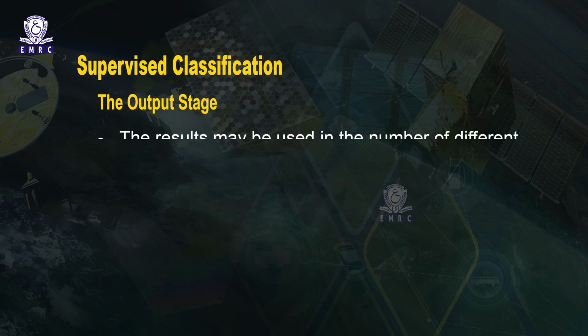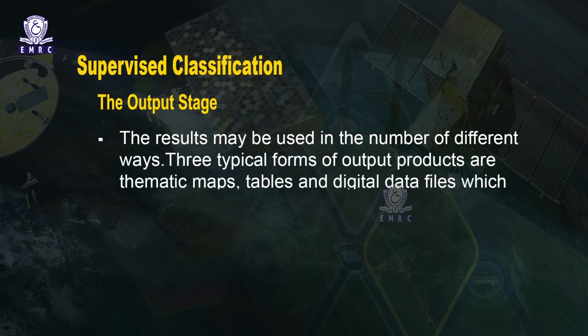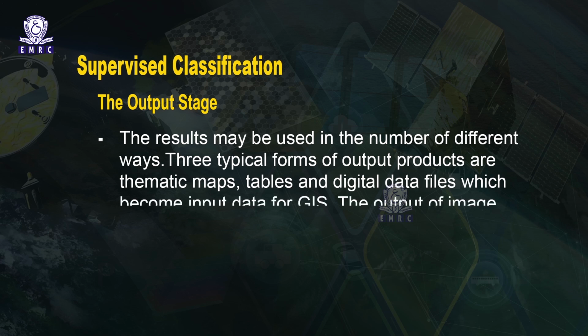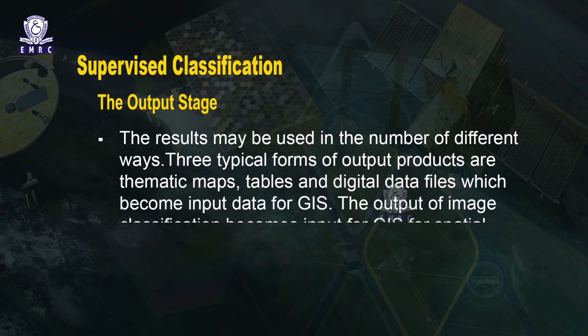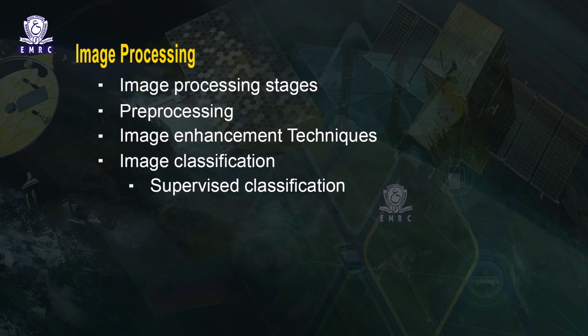The output stage. The results may be used in a number of different ways. Three typical forms of output products are thematic maps, tables, and digital data files, which become input for GIS. The output of image classification becomes input for GIS for spatial analysis of the terrain.